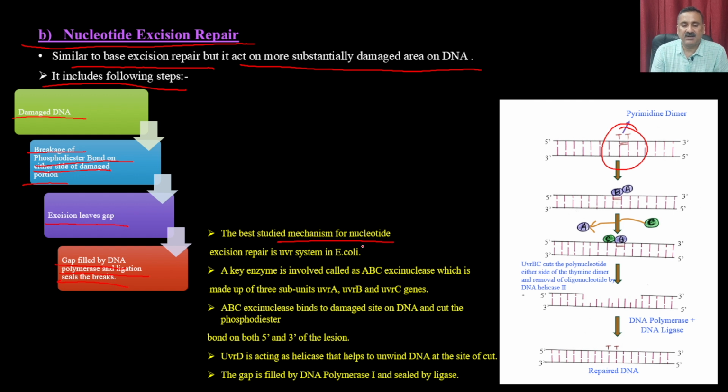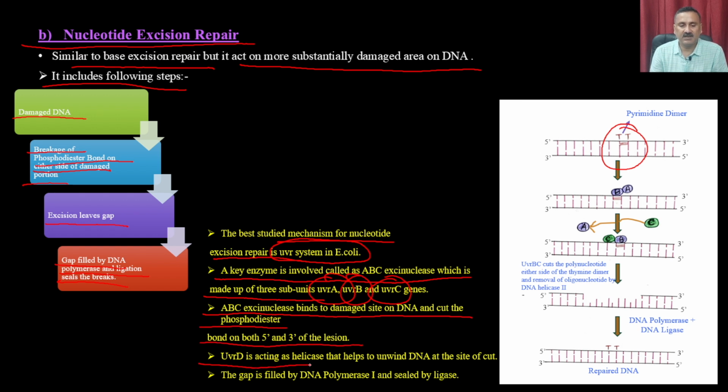The best studied mechanism for DNA repair is the UVR system in E. coli. A key enzyme involved is the ABC exonuclease, which is made up of three subunits encoded by the UVRA, UVRB and UVRC genes. ABC exonuclease binds to the damaged site on the DNA and cuts the phosphodiester bond on both the 5' and 3' sides of the lesion. UVRD acts as a helicase and helps to unwind the DNA at the site of the cut. The gap is filled by DNA polymerase I and sealed by the ligase.